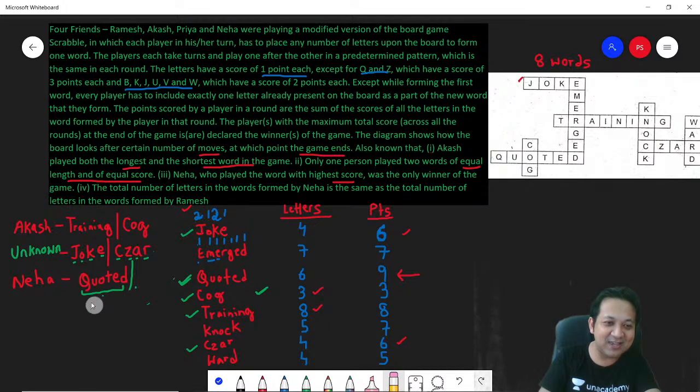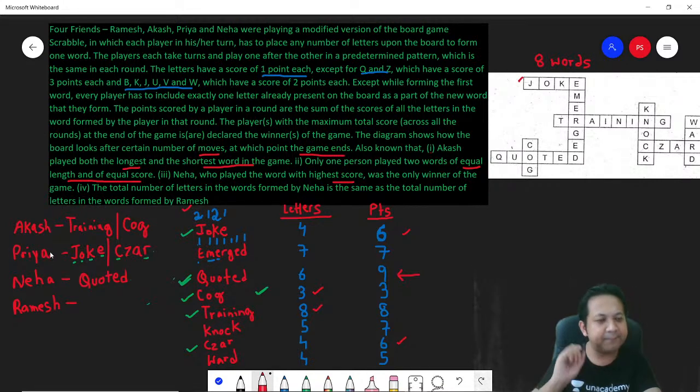Yes? So I think you follow this very easily. Correct? So let's write it down. In that case, who is the unknown person? Remember, there are only 4 persons. This unknown person is not Ramesh, so Ramesh must be the another person. So the only person remaining must be Priya. Fine? Fine. Now let's think again.